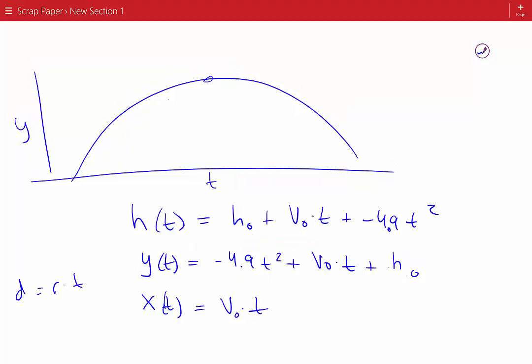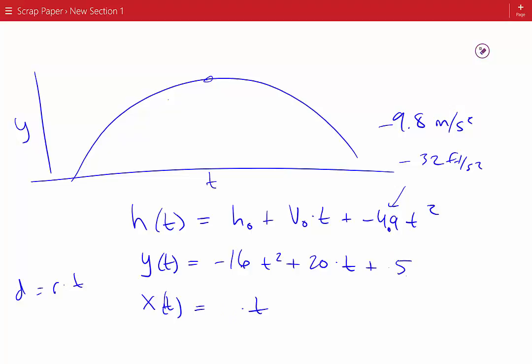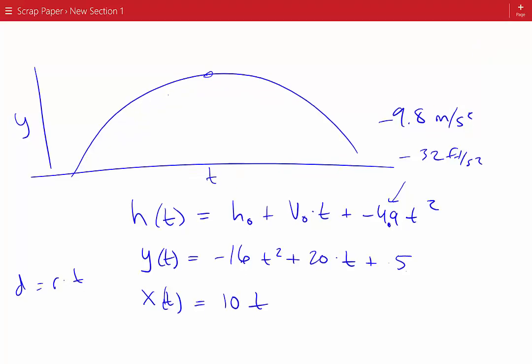All right, now let me look at the units real quick. I used gravity as negative 9.8 meters per second squared. Sometimes the book will use feet, in which case gravity is negative 32 feet per second squared, in which case when I plug that in to this right here, it would have been 1/2 of that, which is negative 16. So I'll use feet here, and I'll give this initial velocity of, let's say, 20 feet per second, and I'll give it an initial height of 5 feet, just to come up with an example here. And I'll give this an initial velocity in the x of 10 feet per second.